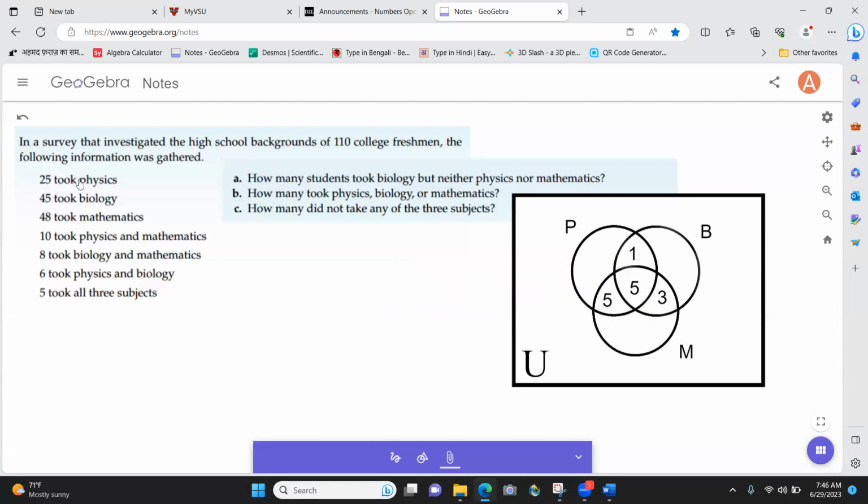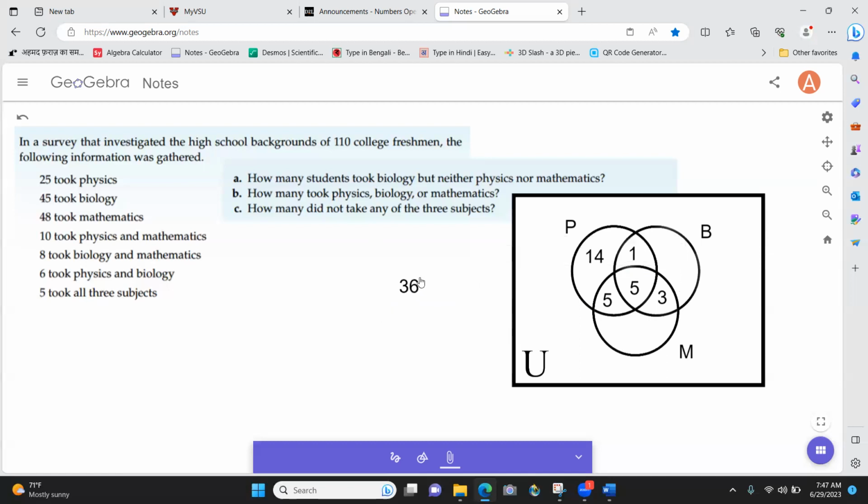Now, very carefully, if 25 took physics, I have accounted for 11 of these people. I have to put 14 here. 14, 15, 25. That works. The physics circle is taken care of. 45 took biology. 5 plus 3 is 8. 8 plus 1 is 9. 45 minus 9 is 36. 36 took only biology.